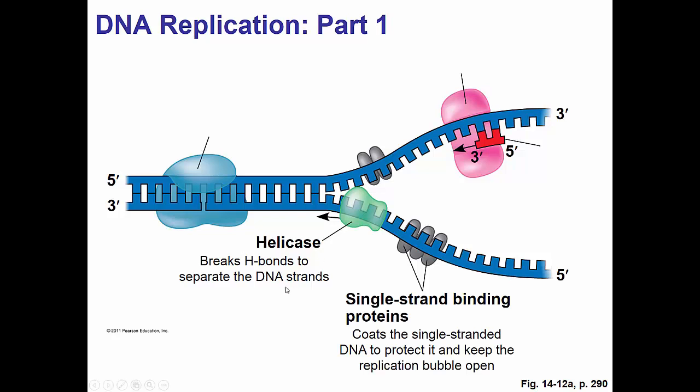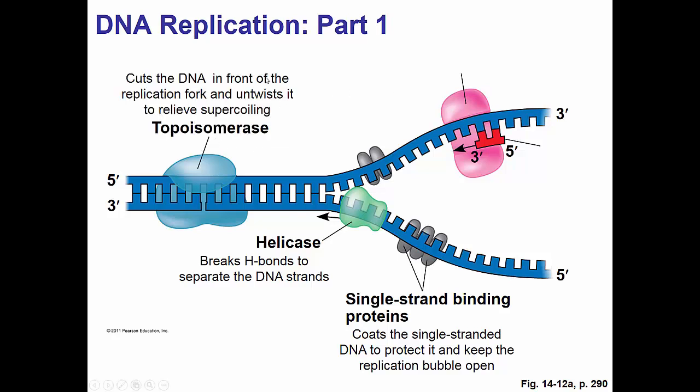As helicase is opening this replication fork, separating those strands, now we have proteins called single-strand binding proteins, and these coat the single-stranded DNA, and there are two major reasons for this. One is to protect it from intracellular enzymes called nucleases that can degrade single-stranded DNA, and the other reason is to hold that replication bubble open, because there's nothing to stop these base pairs from just snapping back together and reforming, but the single-strand binding proteins help to keep the two strands separated.